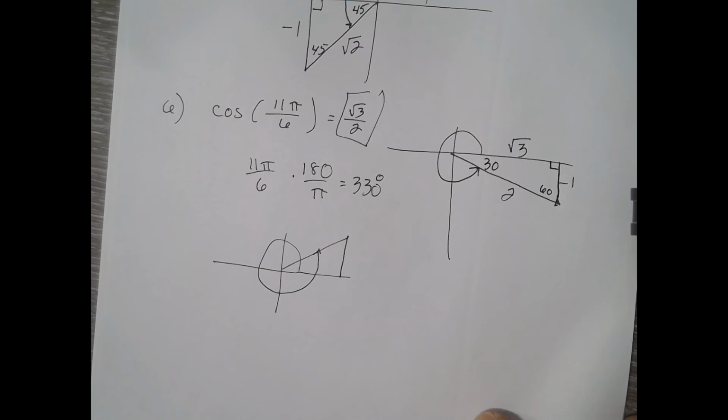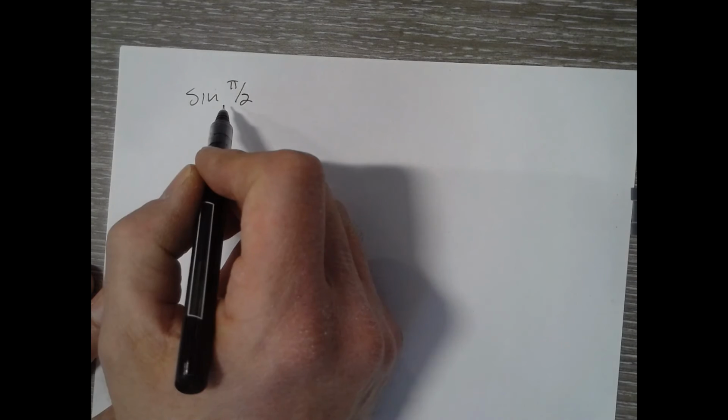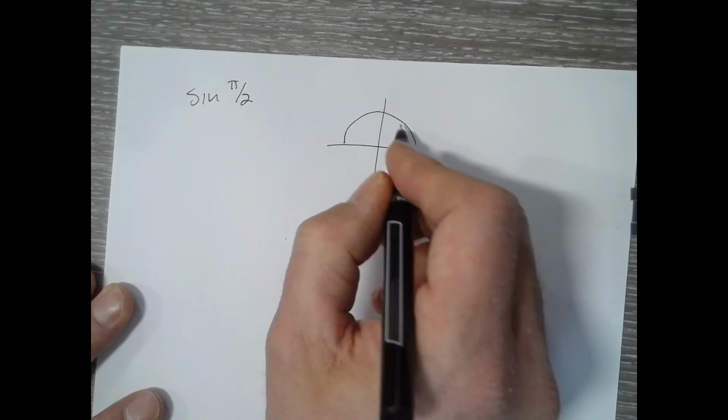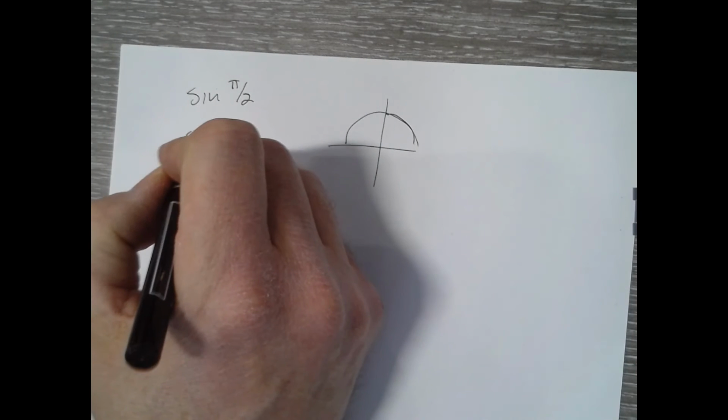But what if I asked you, if they have a reference angle of 30, 60, or 45, all of those can be solved without a calculator. I might also ask you to find the sine of pi over 2. That is something you could do without a calculator. How big is pi over 2 in degrees? It's half of pi. Pi is the whole thing, so half of that would be 90 degrees. So what is the sine of 90 degrees?